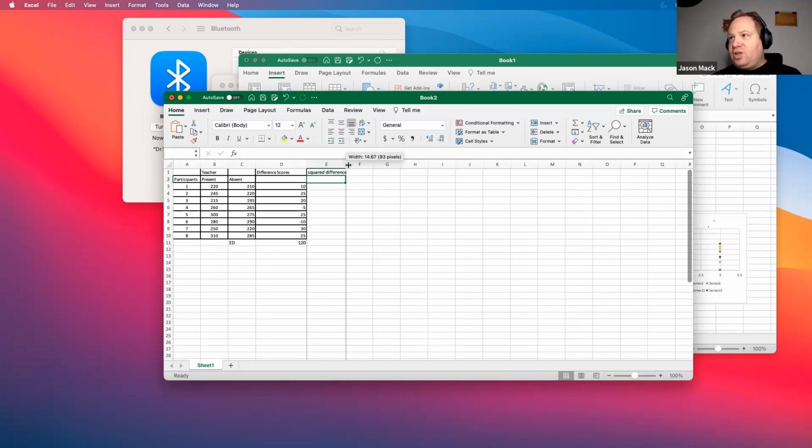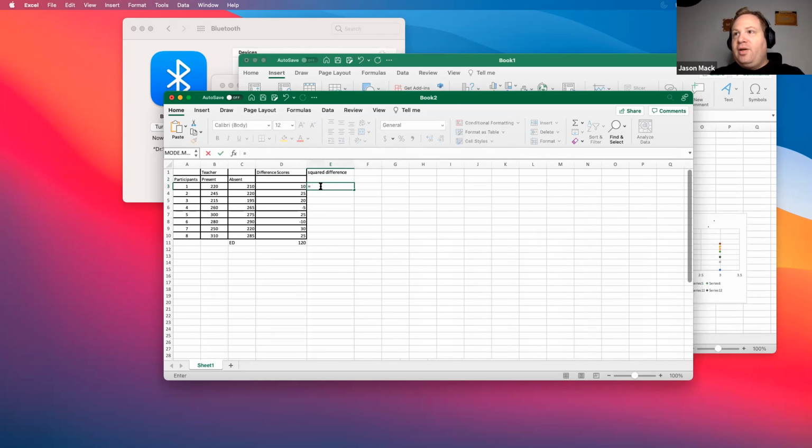Pretty easy conceptually, just to walk through it. This is the difference. I'm going to square the difference. So I'm going to take this right here, and I'm going to go equals E3. Nope, I want D3. D3 to the second power, squared. Pretty straightforward. And then we're going to square all of those, which you can do by just filling down. Now those are all squared. Now we need the sum of all of those, which is our sum of the squares, sum of the difference squared. So sigma difference squared, which is 3,400.